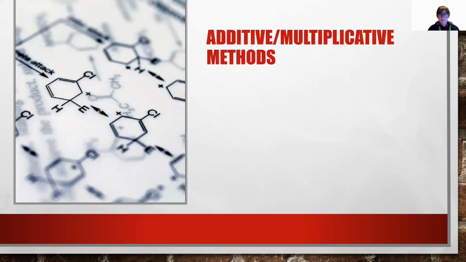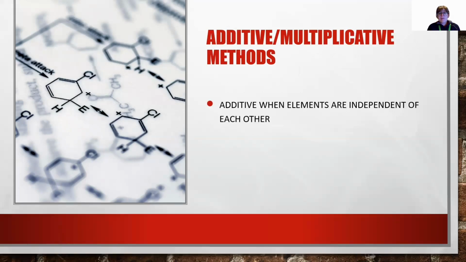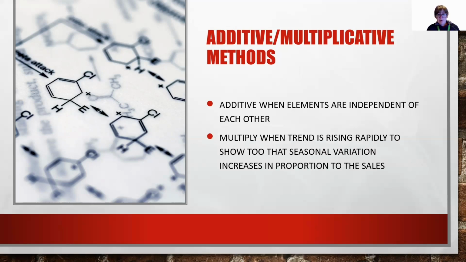So when we talk about time series analysis then, we have two methods that we can use, two models. We have the additive model and we have the multiplicative model. It's not difficult to see why they're called what they're called. The additive is when the elements are independent of each other, and essentially we add them to our basic line of trend. The multiplicative model, however, is when we multiply. That trend is rising rapidly to show too that seasonal variation, it will increase in proportion to the sales.